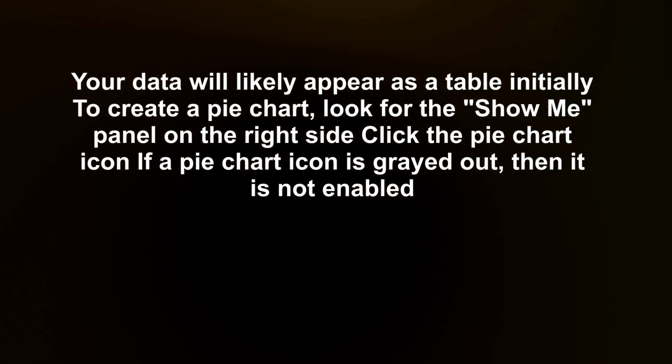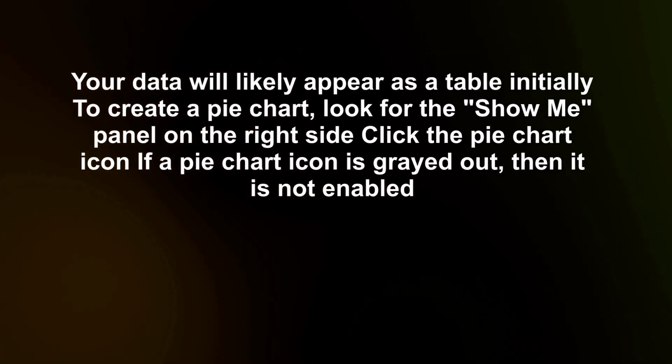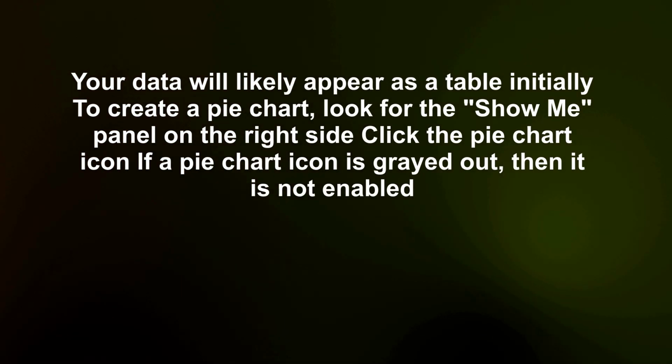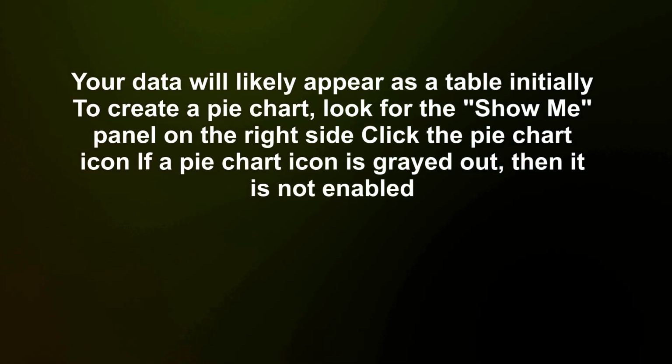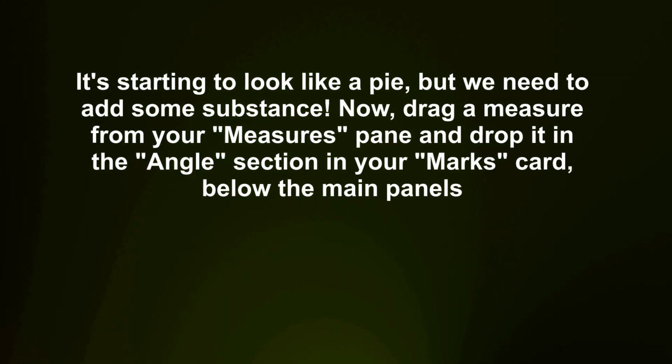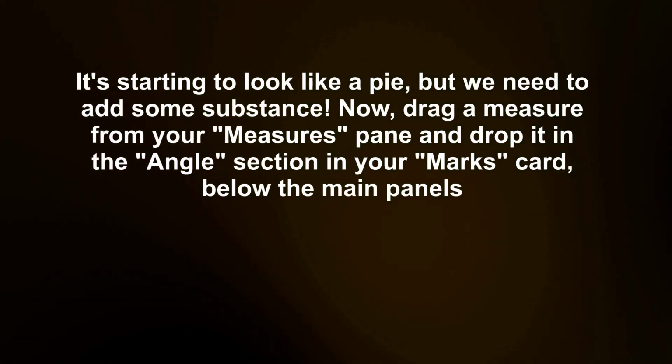To create a pie chart, look for the Show Me panel on the right side. Click the pie chart icon. If a pie chart icon is grayed out, then it is not enabled. It's starting to look like a pie, but we need to add some substance.